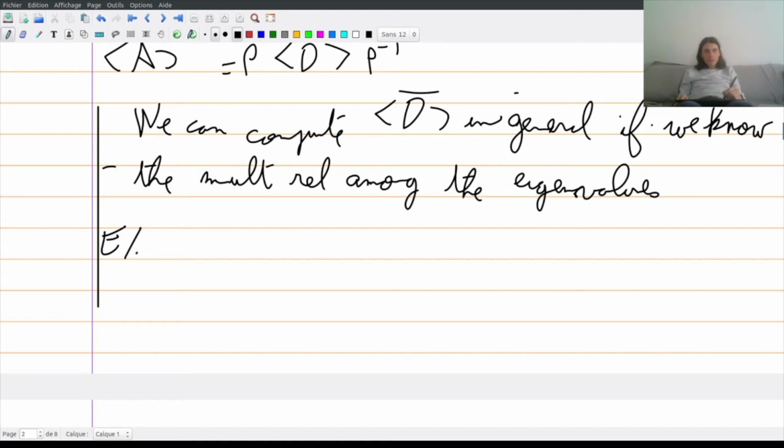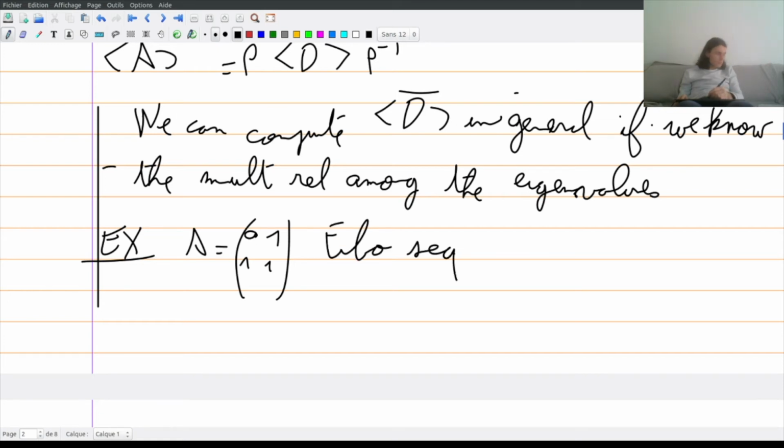So, for instance, take the Fibonacci sequence. Let me give you the eigenvectors, the eigenspaces and the eigenvalues, sorry.